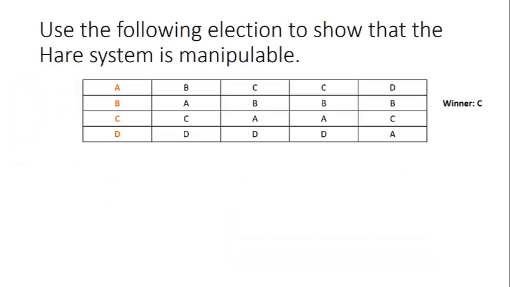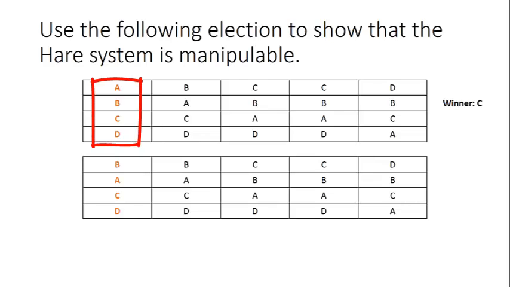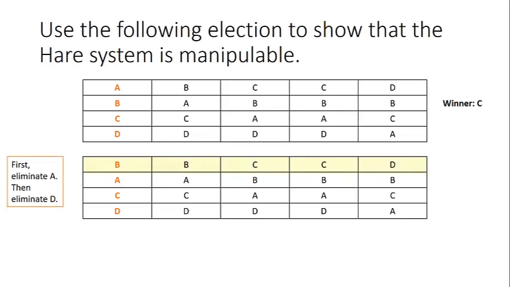All right, so here's our original election where the winner was C. And we're going to suppose that this voter changes their preference list so that it looks like this. So they swap the order of candidates A and B. All right, so now when we do the Hare system, the first candidate to be eliminated would be candidate A. Candidate A now receives 0 first place votes. So candidate A would be eliminated. And then since candidate D has the next fewest with 1, then candidate D would be eliminated.